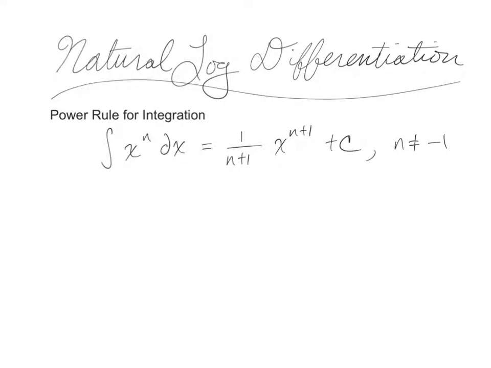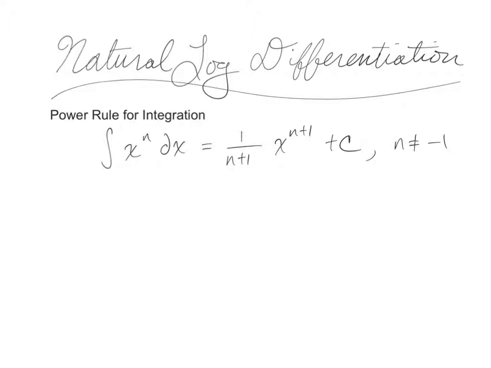Natural log differentiation. You may recall that the power rule for integration is this here. If we have x to some power dx, we can take the antiderivative of this by adding 1 to the power and then multiplying by the reciprocal of the new power, and then of course remembering to add c. And this rule applies as long as n is not equal to -1.